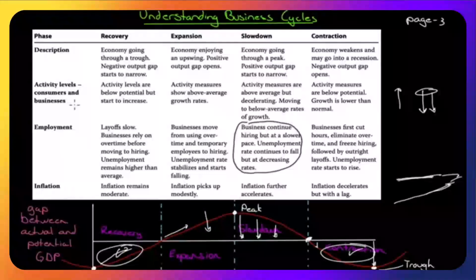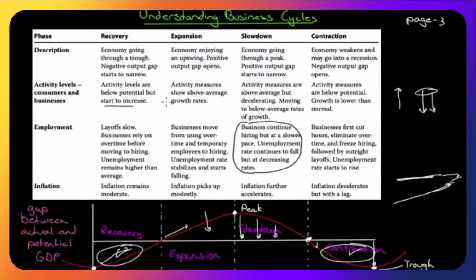Let's look at activity levels here. Activity levels are below potential, but start to increase. Anytime we're talking about activity levels below potential, meaning that if we're measuring something, the higher the better, yes, they will be below potential. Activity measures show above average growth rates. Notice because we have a positive output gap, our activity measures should be above average. Activity measures are above average still here, but decelerating, moving to below average rates of growth. And activity measures are below potential. Growth is lower than normal.